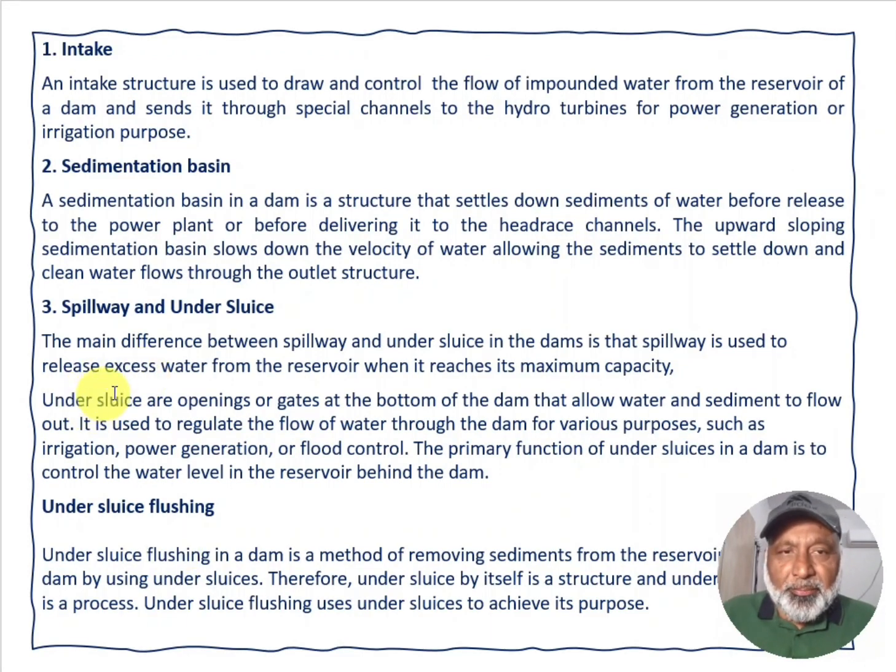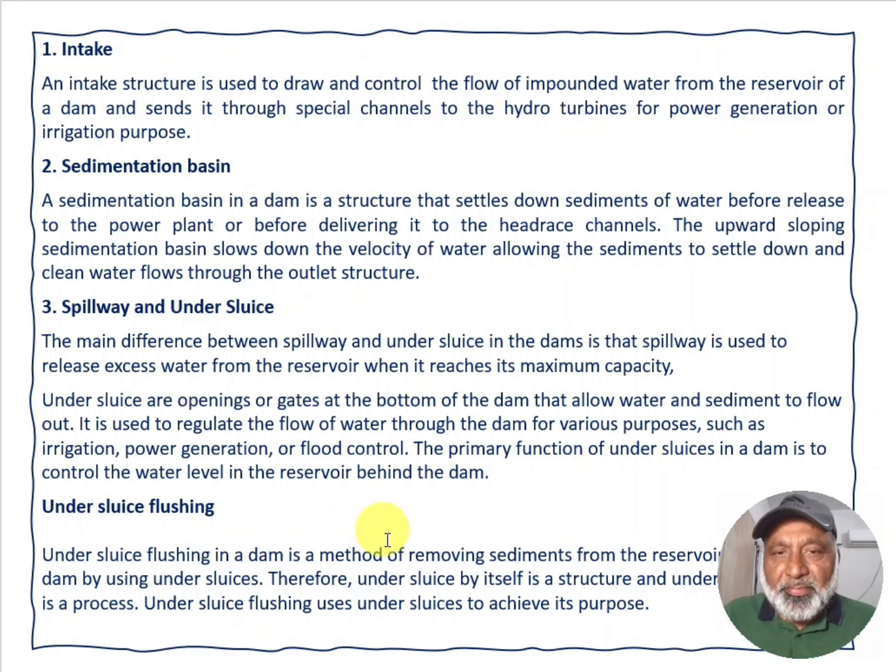Spillway and undersluice. The main difference between spillway and undersluice in dams is that a spillway is used to release excess water from the reservoir when it reaches its maximum capacity. Undersluices are openings or gates at the bottom of the dam that allow water and sediments to flow out. It is used to regulate the flow of water through the dam for various purposes such as irrigation, power generation, or flood control. The primary function of undersluice in a dam is to control the water level in the reservoir behind the dam.